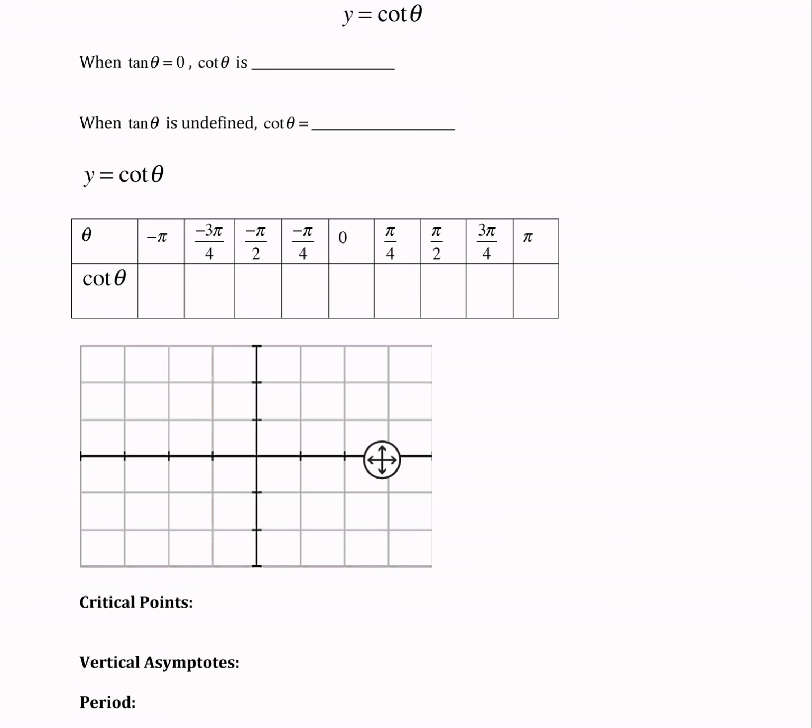We're now going to take a look at cotangent, which is very similar to tangent and is actually going to look like a shifted and reflected version of it. So something to keep in mind: when tangent is 0, cotangent is undefined. And vice versa, when tangent is undefined, cotangent is 0.